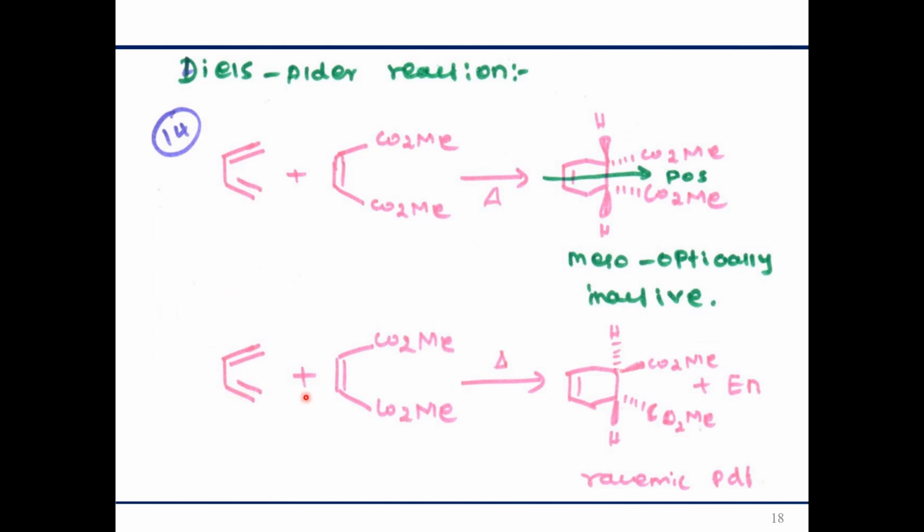Similarly, with the same butadiene molecule, sorry, I have given the cis dienophile instead of the trans dienophile. When the diene reacts with the trans dienophile under thermal condition, you will have the corresponding pair of enantiomers, that is racemic. This reaction gives only 2 stereoisomers out of 4. So this reaction is stereoselective and also stereospecific because you see the stereochemical outcome of the trans dienophile is retained in the product.